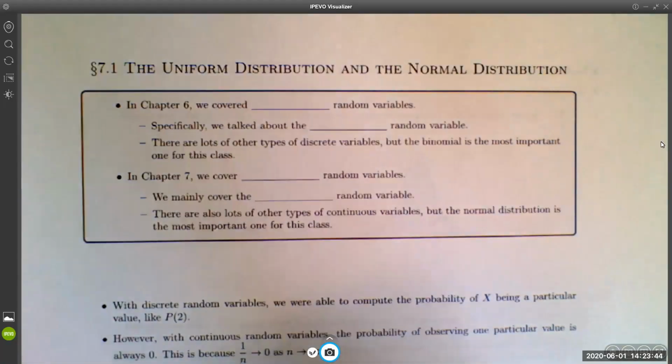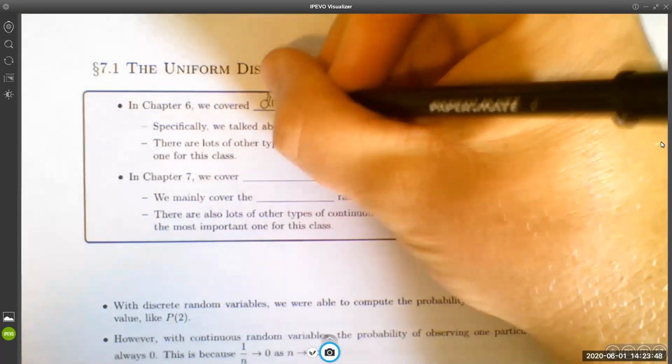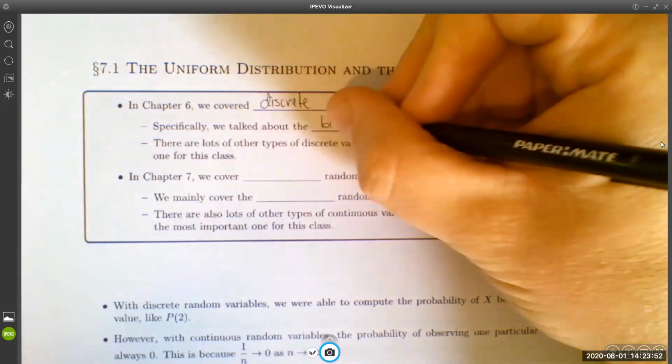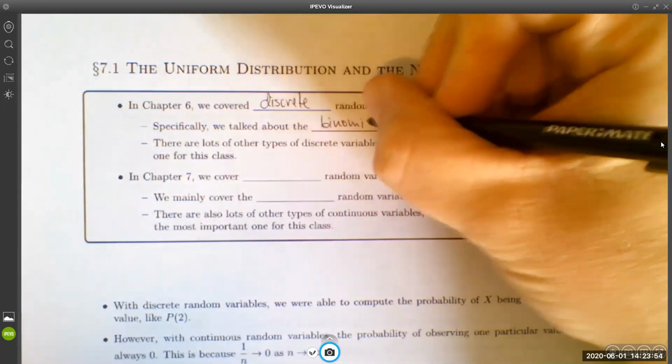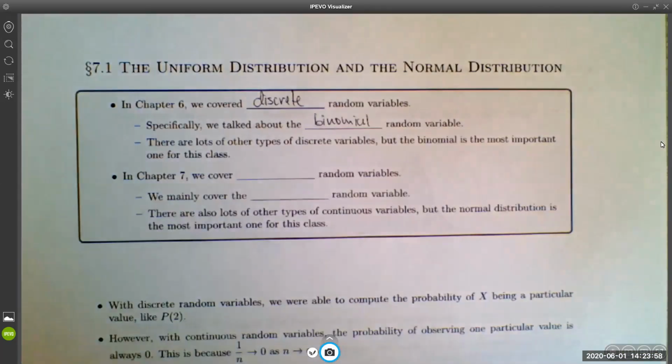All right, in chapter 6, we covered discrete random variables, and specifically we talked about the binomial. There are lots of other kinds of discrete random variables, but the binomial is the most important, so that's the one that we focused on.